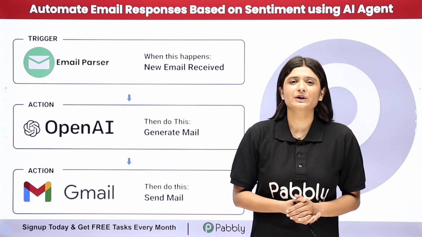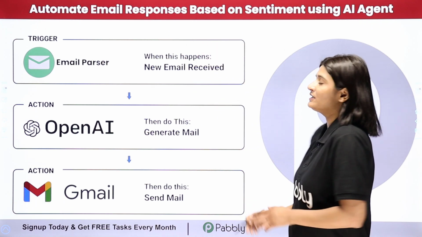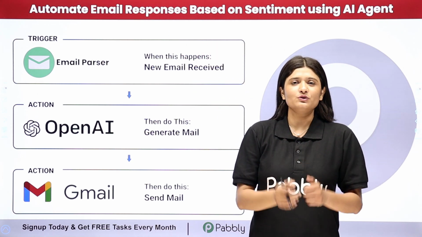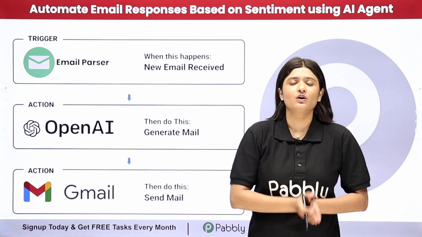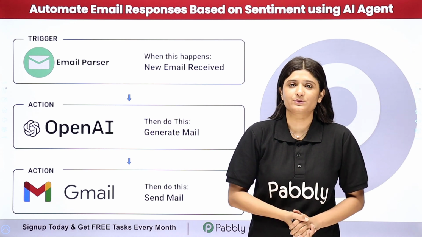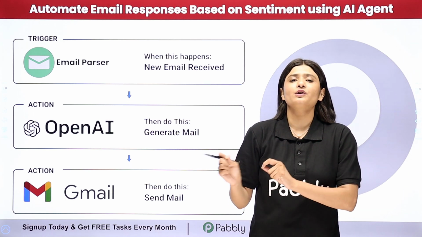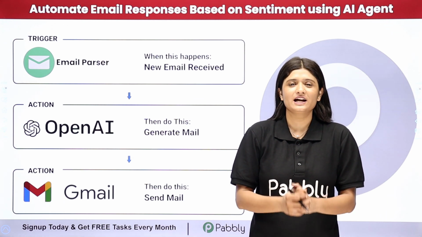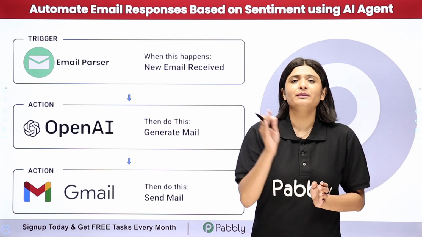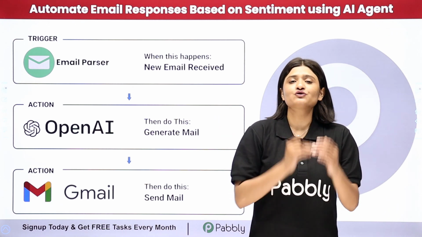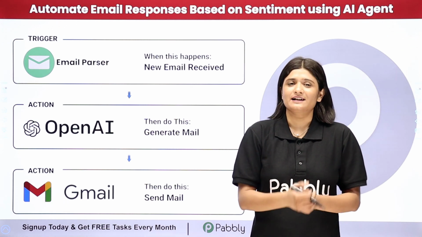In this video, we are going to learn how to automate email responses based on sentiment using AI agent. So let's suppose I am running an online business and I am receiving many mails based on the product which I have sold to my customers. Now I want that as soon as I receive a mail, this mail should be automatically analyzed with the help of AI agent. Here I am going to use my AI agent as OpenAI, and then based on that sentiment, a mail should be, or the reply should be automatically generated so that I can send to my customers.